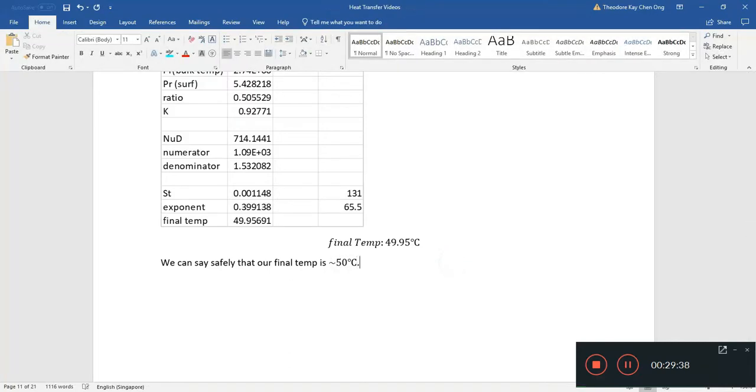Okay, so problem solved. So I hope this gives you a flavor of what using these correlations is like. It can get a bit frustrating at times, but other than that, it's pretty okay to use. So this is what solving these kinds of problems is actually like.